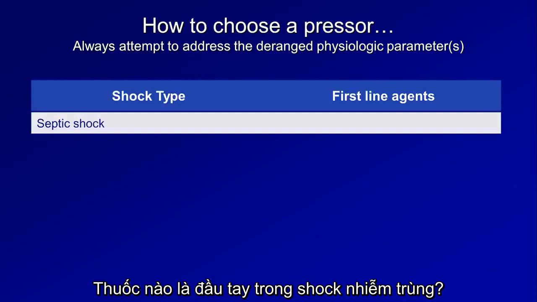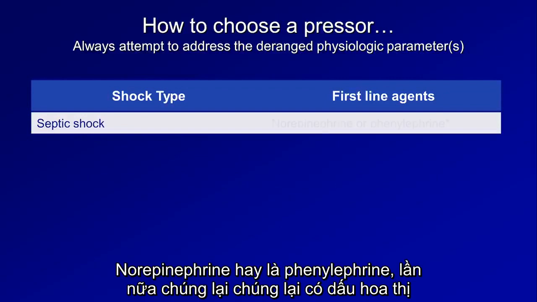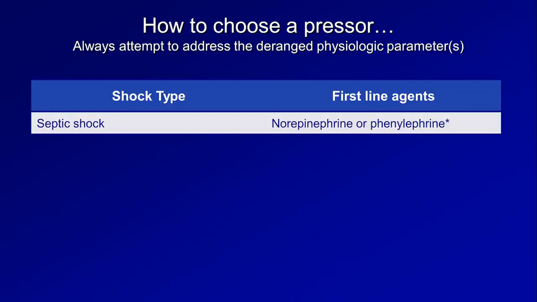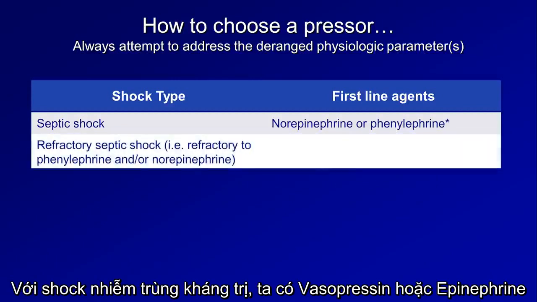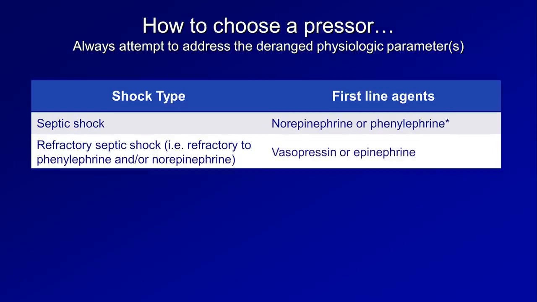So now let's get a little more specific. What are the first-line agents for septic shock? Norepi or phenylephrine, again with that little asterisk. For refractory septic shock, that's when we add either vasopressin or epinephrine.